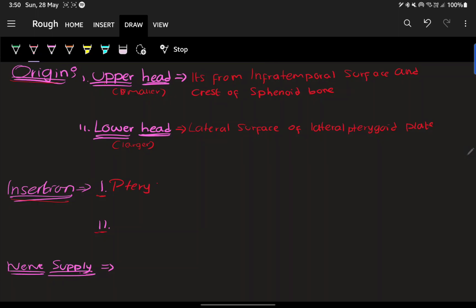So pterygoid fossa, fovea, my bad, pterygoid fovea, okay, which is at the below, it's on the anterior surface of neck of mandible. Okay, let me just write that. Anterior surface of neck of mandible.